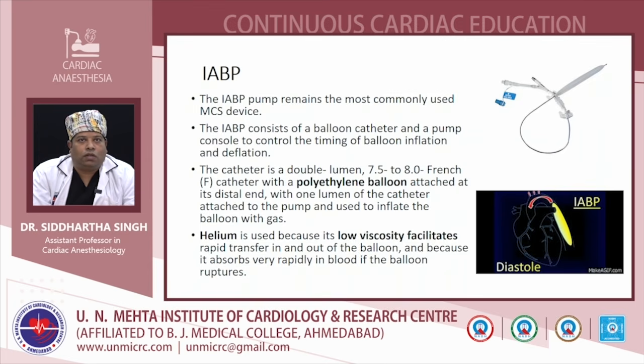It contains a double lumen catheter of 7.5 to 8 French with a polyethylene balloon attached to it distal to the end, and one lumen of the catheter is attached to the pump, used to inflate the balloon with gas. Helium is generally used because it is a low viscosity gas, so it can be used for inflating the IABP balloon.